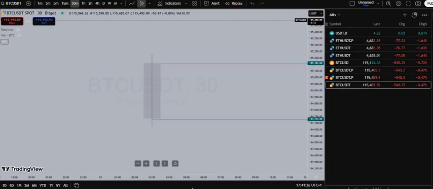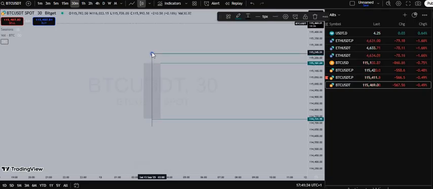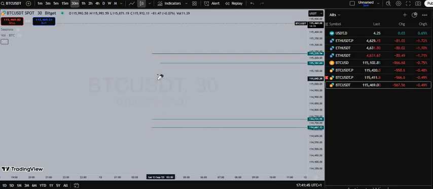Now the high is the highest point that price got to, and usually you will find this as the wick of the candle. Now this is the high of the candle, while the low is the lowest point that price got to, which is here. Now in a split second, let us quickly look at this on the price chart.